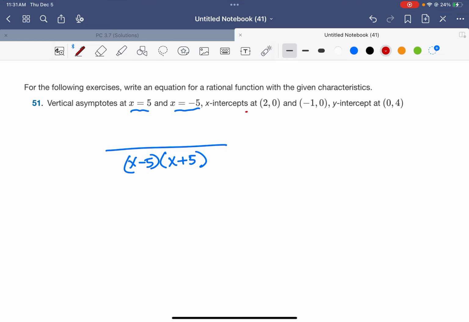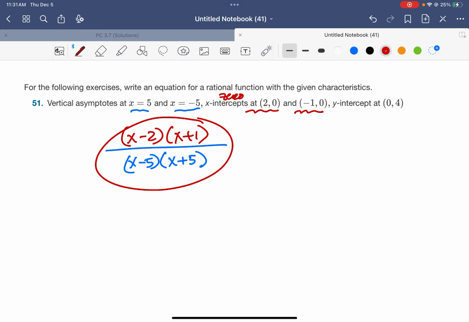If I've got an x-intercept at 2, that's the same thing as a 0. If I have a 0 at 2, then x minus 2 is a factor in the numerator. And if x equals -1 is also a 0, then x plus 1 is a factor. Okay, so that's what my thing would look like.